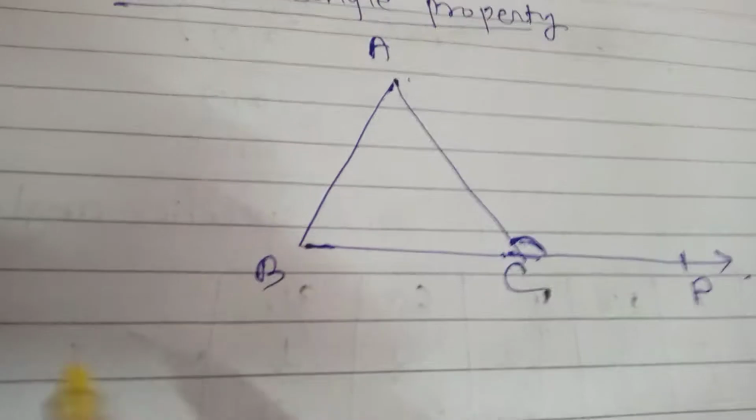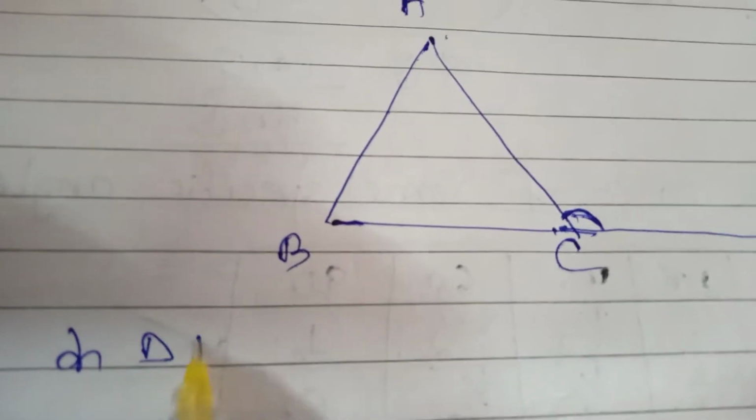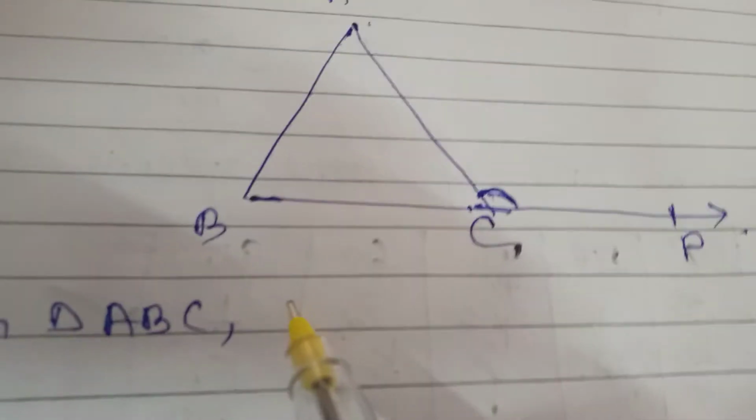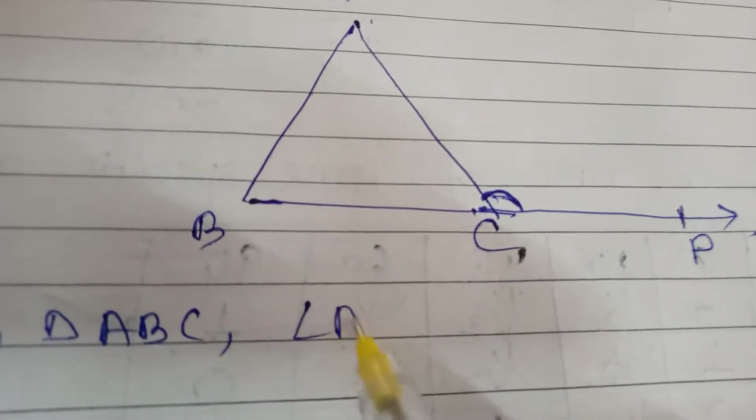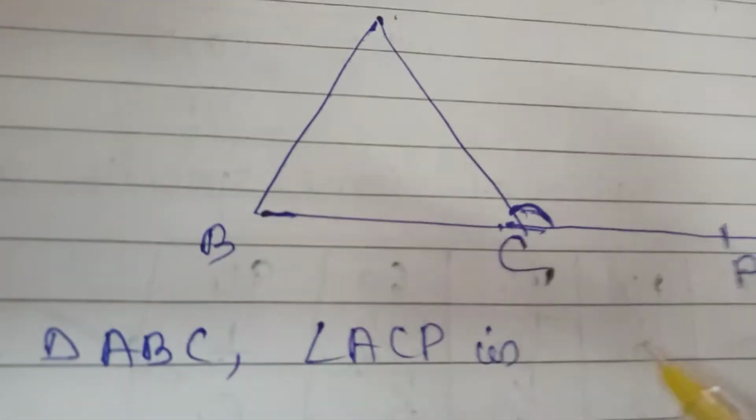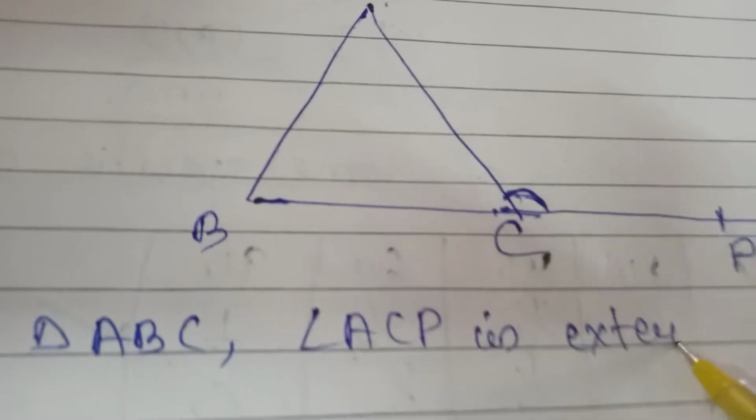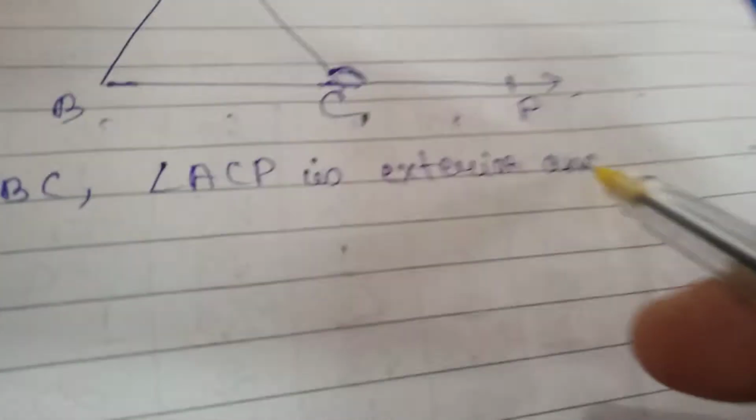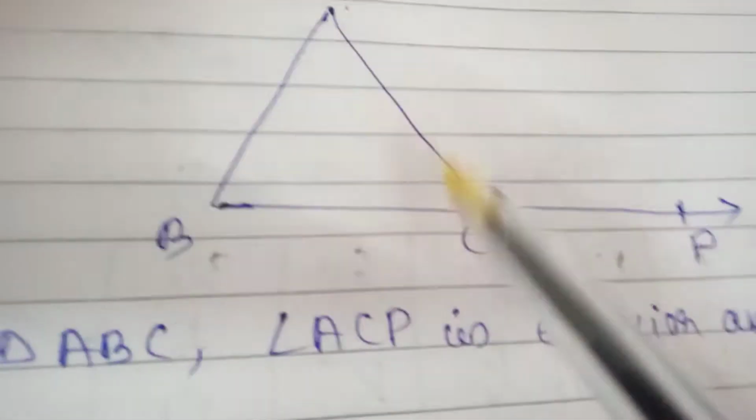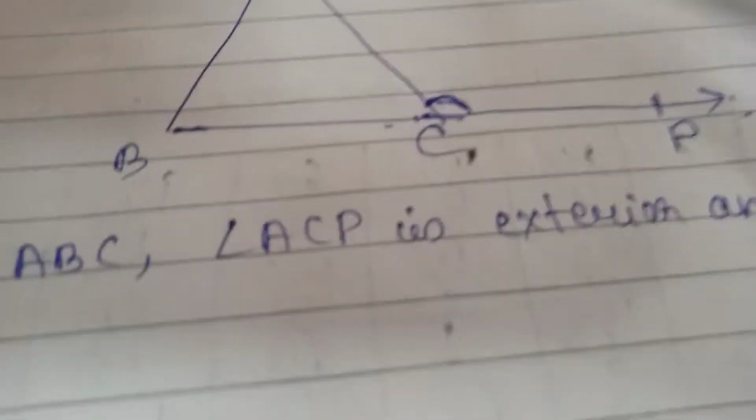So we can write that in triangle ABC, angle ACP is an exterior angle. It is what? Exterior angle. Can you see, exterior means lying on the side? Okay, what is the meaning of exterior?